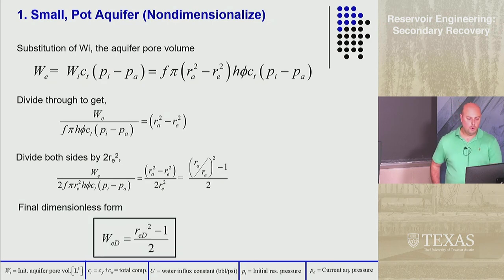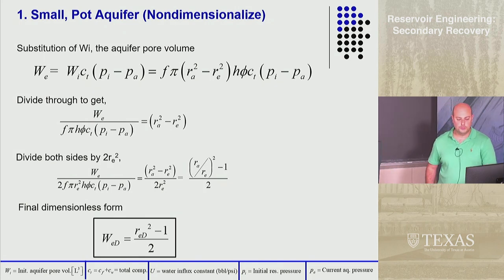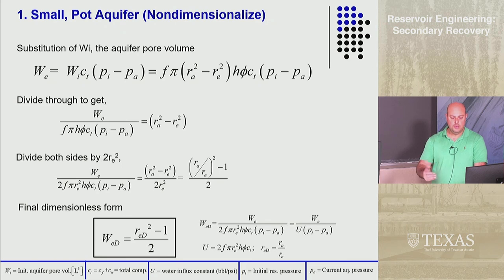They're feet. Or you can write this in the simplest terms as WED, the dimensionless water encroachment, is equal to the dimensionless radius squared minus 1 over 2. And that's a nice simple formula for doing that, where WED is given by this formula over here, WE divided by U, PI minus PA, and U is given by this equation, and then RED, we already learned, is the ratio of the aquifer and the reservoir radius.